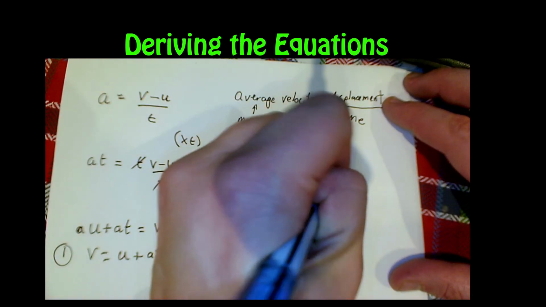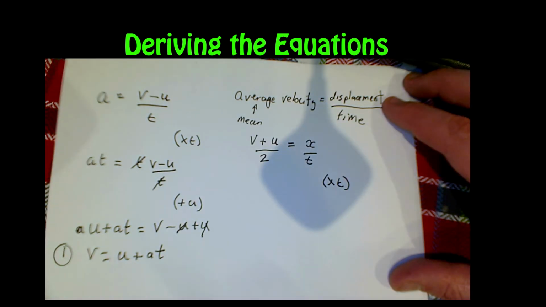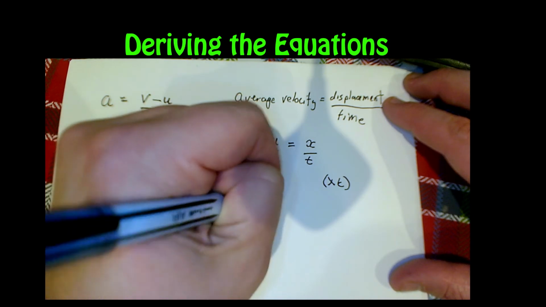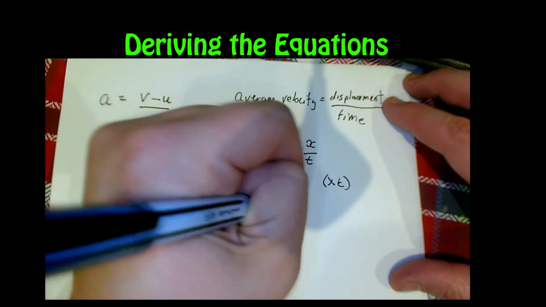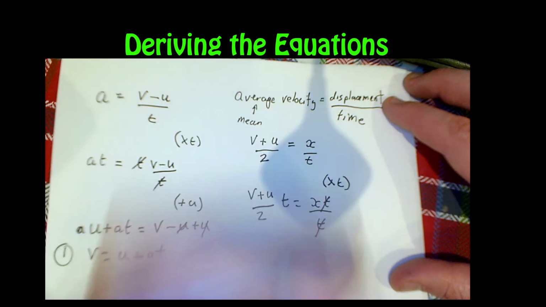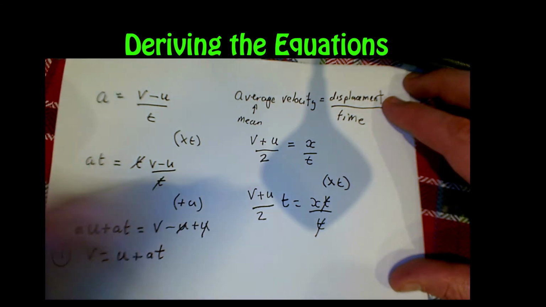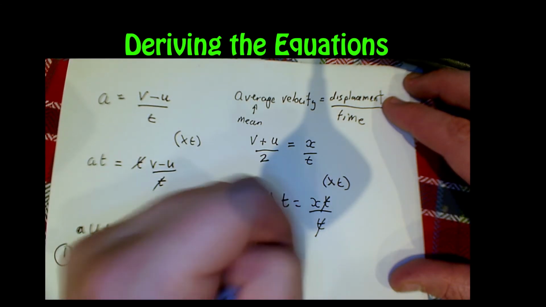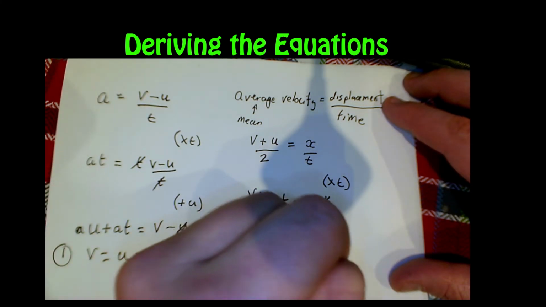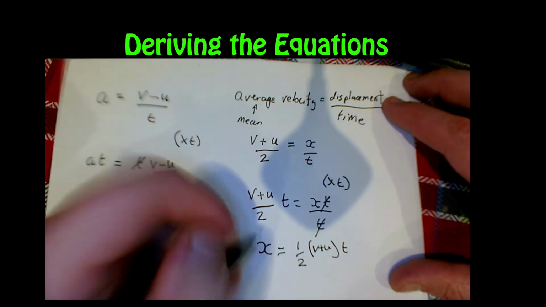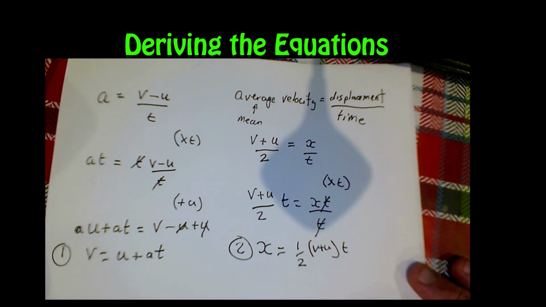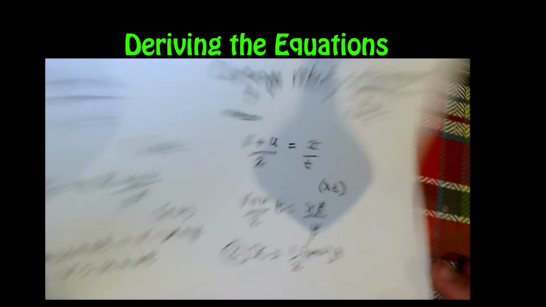So our next step here is that we're going to times by t. So we get (v plus u) over 2 times t equals x times t divided by t. The t's on the right hand side cancel, so we get x equals, now normally it's written with, instead of dividing by 2, the half, (v plus u) all times t, and this is equation number 2.